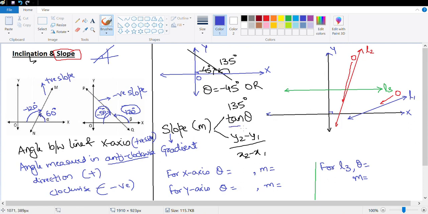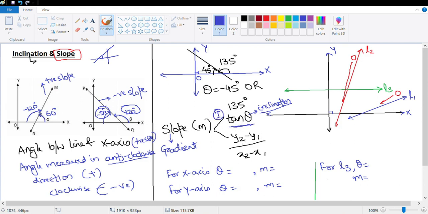So slope, there are two ways of calculating slope. One is tan theta. And what is theta? Theta is the inclination. So we know the value of tan theta for the standard angles, which are 0, 30, 45, 60, 90. Otherwise, we can look at the trigonometrical tables and figure out the value of tan theta. That's method 1 of calculating it.